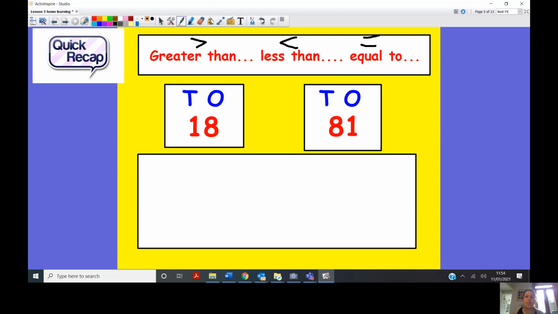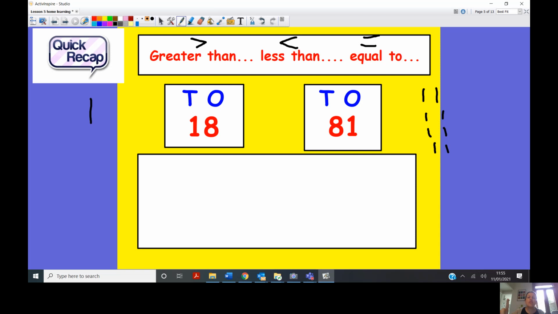So let's look at this example. 18, is it greater than, less than, or equal to 81? Looking at our tens column first, because that's going to be the quickest way to identify whether a number is greater or smaller depending on the number of tens. In 18 we only have 1 ten. In 81 we have 8 tens. 1, 2, 3, 4, 5, 6, 7, 8. Therefore 18 is less than 81.